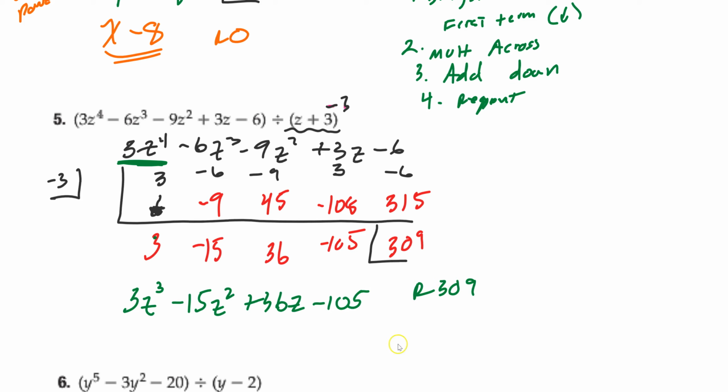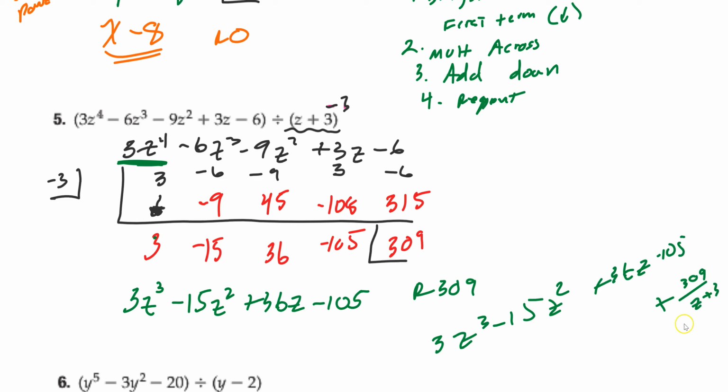Or if you're a pro, you can write it as 3z cubed minus 15z squared plus 36z minus 105 plus 309 over what you divided by, z plus 3. Oh, look how cool that looks. So that's the idea of synthetic division. That's us doing it again. It's all about bring down the first term. If you're dividing by z plus 3, you do the inside opposite, negative 3, multiply across, add down, multiply across, add down.